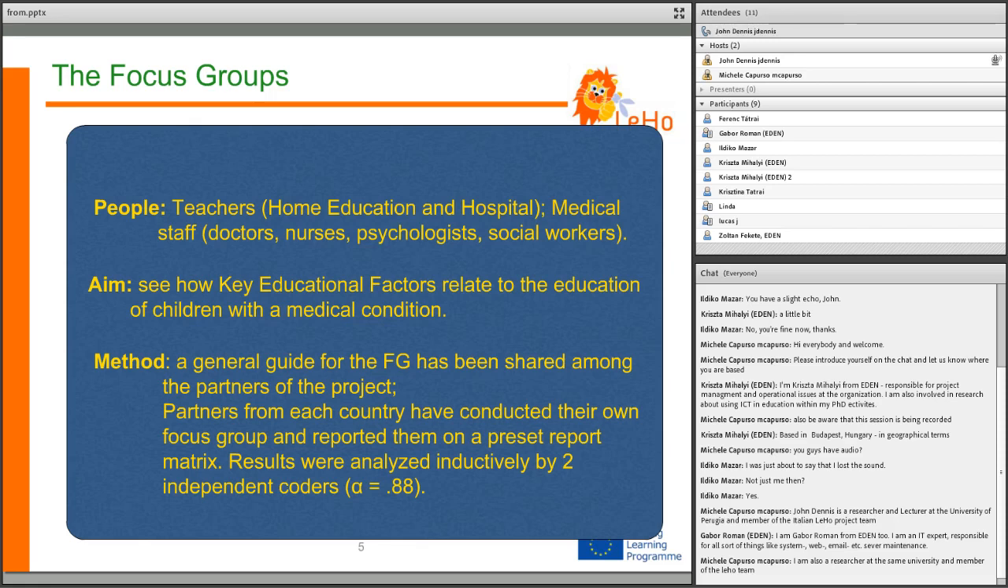The aim here is to understand how these key educational factors, the KEFs, relate to the education of children with a medical condition. Basically, we have a general guide for how you run a focus group. We shared it with the partners in the project, and then each country ran their own focus group and gave the information back in a report.